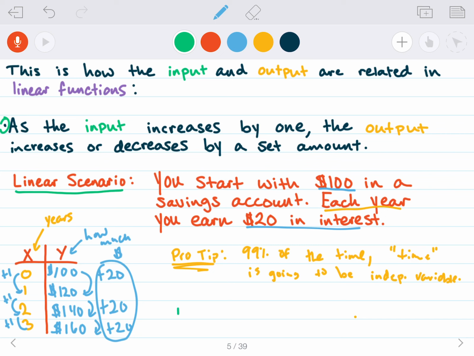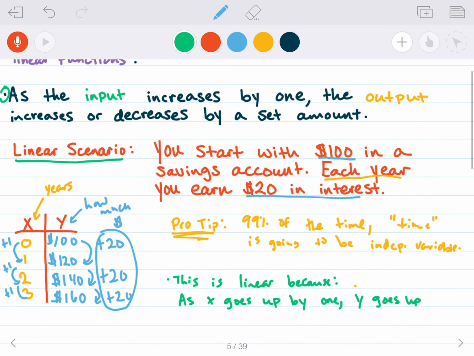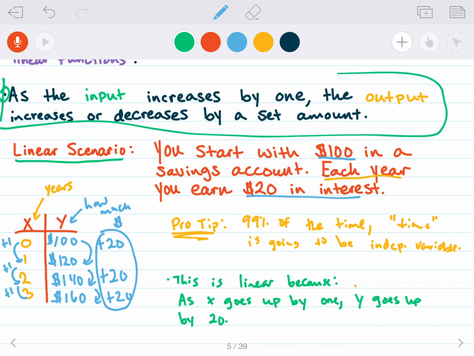Let's write it out. This is linear because as X goes up by 1, Y goes up by 20. So this is the definition of linear. As the input increases by 1, we see that here. As the input increases by 1, the output increases or decreases by a set amount. In this case, the set amount is 20. All right, so that's what makes this linear.